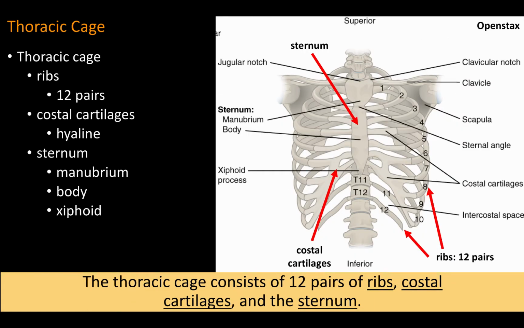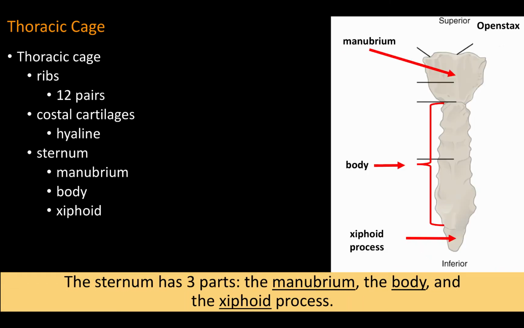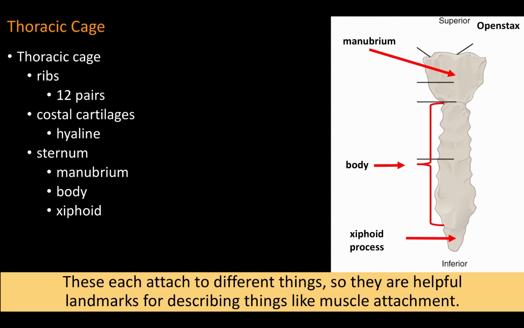The thoracic cage consists of 12 pairs of ribs, costal cartilages, and the sternum. The sternum has 3 parts: the manubrium, the body, and the xiphoid process. These each attach to different things, so they are helpful landmarks for describing things like muscle attachment.